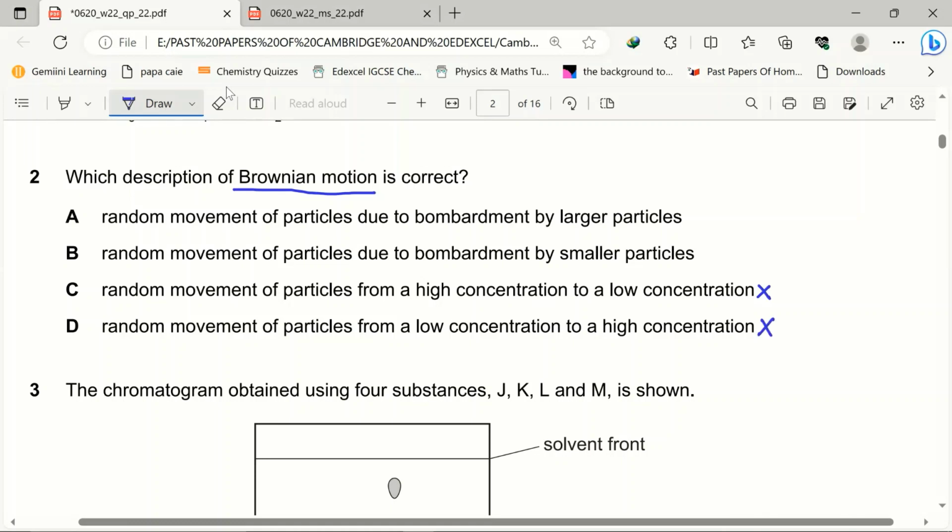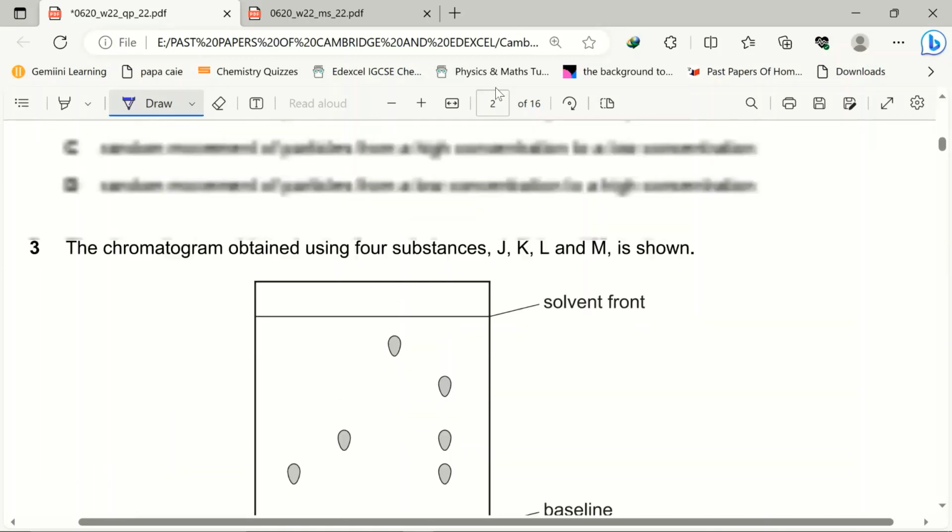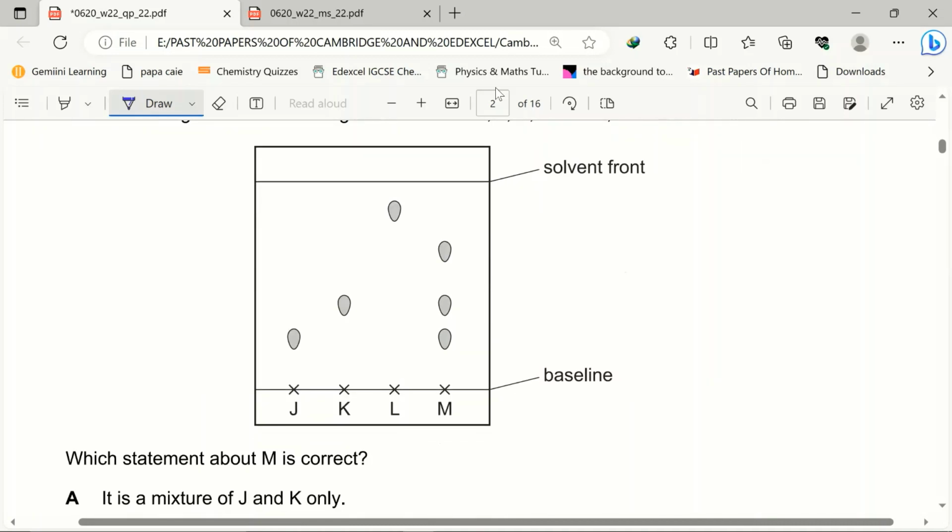So in Brownian motion, what happens? Very small particles move very randomly. So B should be the only correct answer for question number 2. What happens in Brownian motion? It is unlike diffusion, it's not from high concentration to low concentration, and it is neither osmosis. This is not the case. So random movement of particles, especially very small particles due to bombardment, is Brownian motion. So for that, B is the only correct answer.